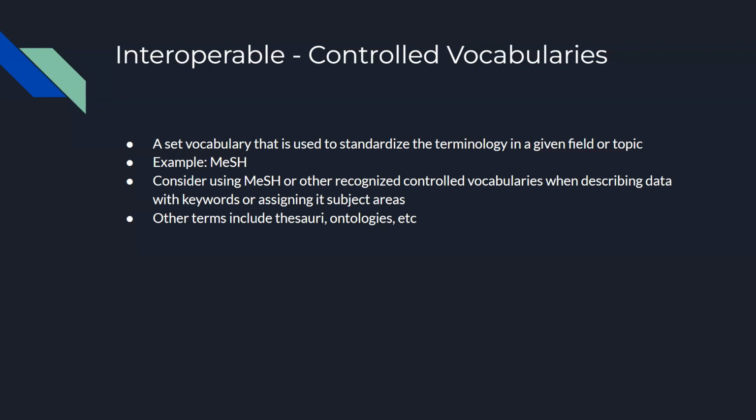It is important to note that there are a lot of different terms for controlled vocabularies. So you may also see words like thesauri, ontologies, and subject headings, and these all refer to the same thing. Just knowing the controlled vocabulary terms in your discipline will be very helpful for describing your data in a way that's going to make it easier for people to find it.